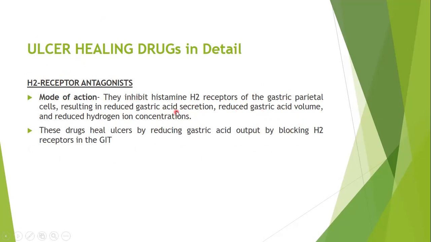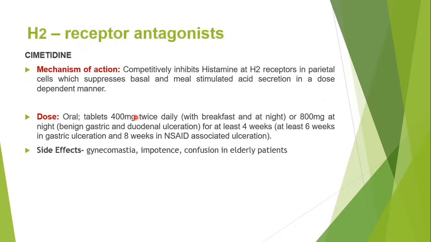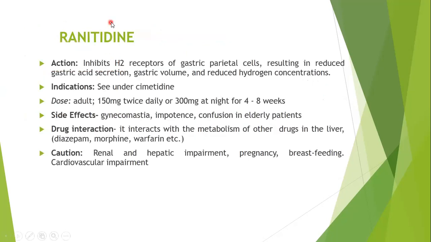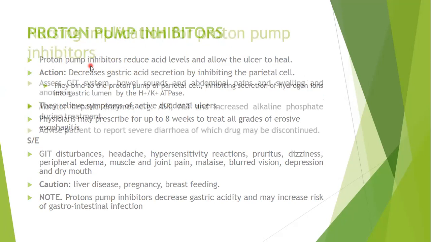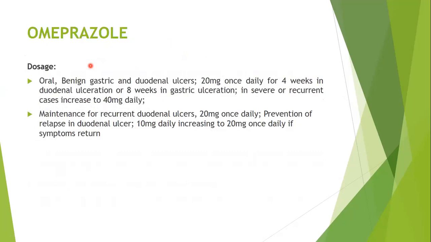Remember that histamine stimulates production of hydrochloric acid. So when we give drugs that block the H2 receptors at the parietal cells, that will reduce production of the protons. Examples include cimetidine and ranitidine, and then we have another class of drugs, the proton pump inhibitors, that I've already talked about.